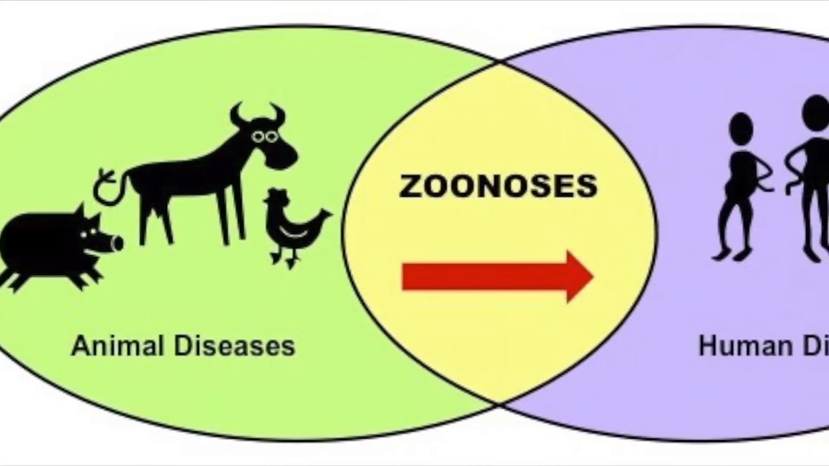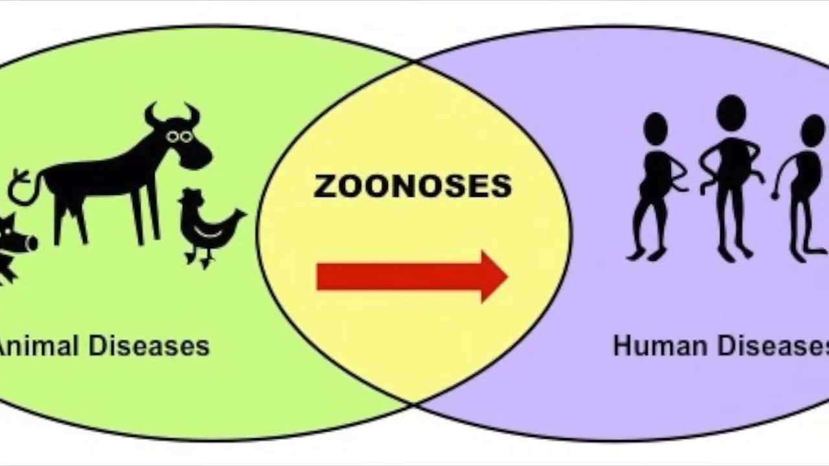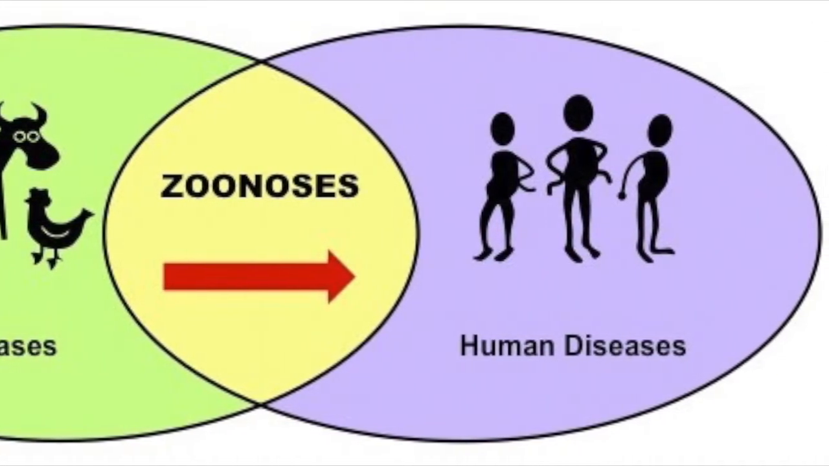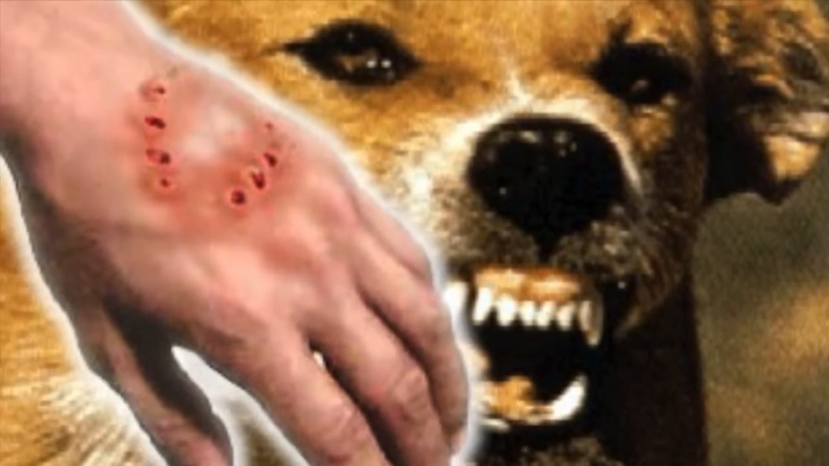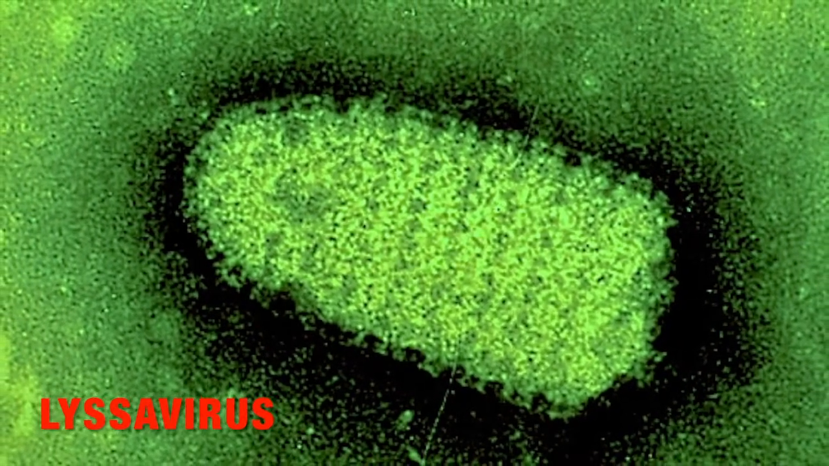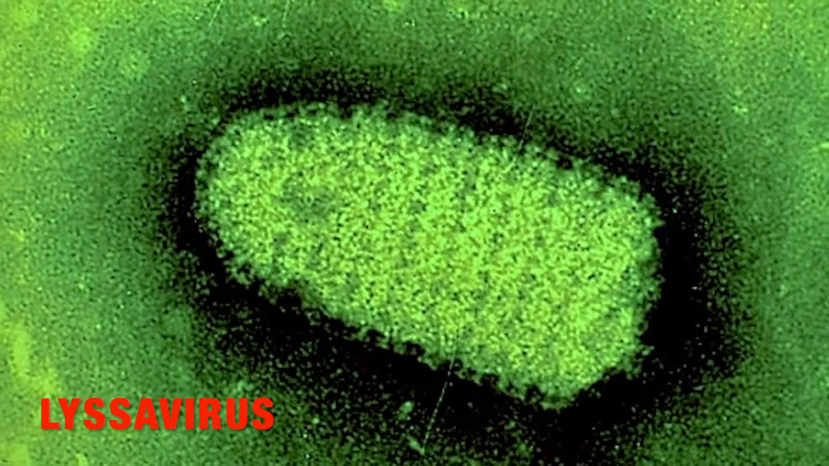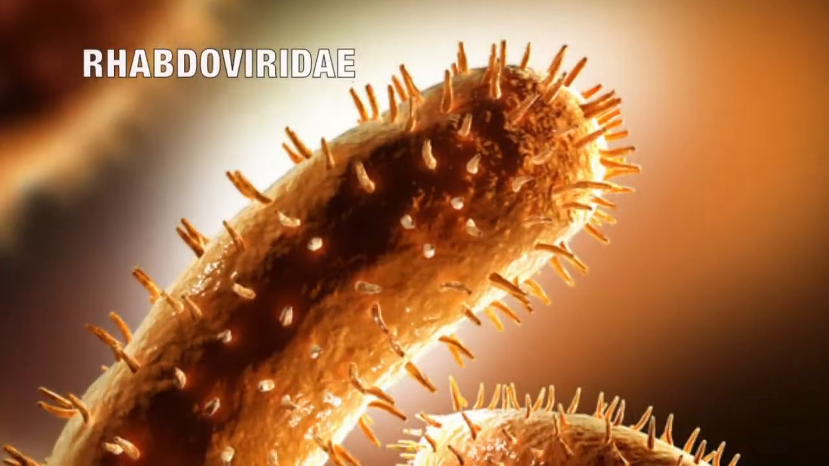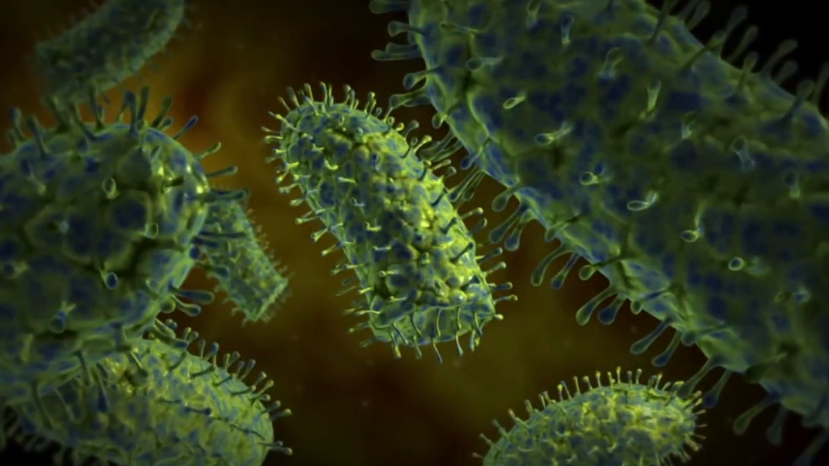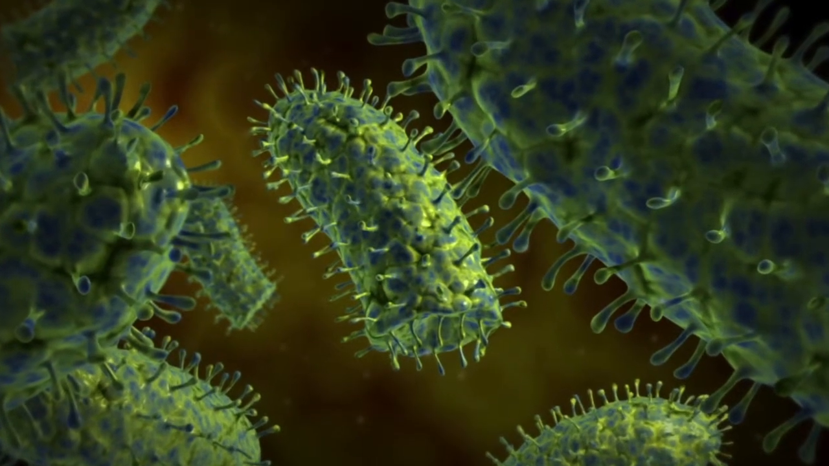Rabies is a zoonotic disease, meaning that the virus can be transmitted from animals to humans. Transmission of rabies is usually by bite of a rabid animal. Rabies is caused by a bullet-shaped virus of the genus Lyssavirus in the family Rhabdoviridae. It can only be seen by a microscope.